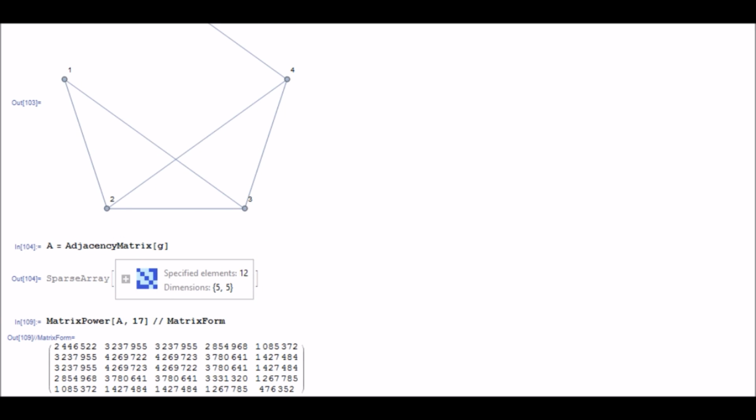This has been an introduction to graph theory, but we'll use Mathematica to learn more about graphs in the future, and use linear algebra to learn more about graphs and the systems that they model.